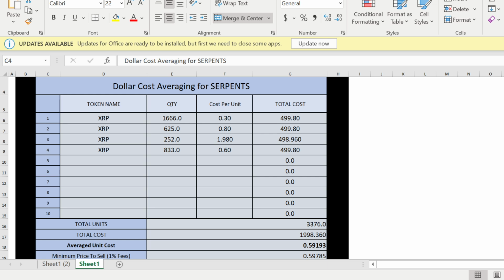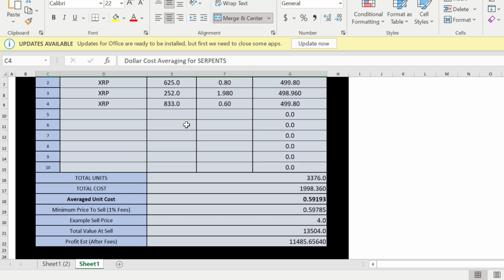Now I've allocated a little bit off for transaction fees or just in general, right? It's just a little bit different every time. But let's say approximately it's $500 a month that you're going to put into it. And then what I've done is the cost per unit. So I bought at, let's say, 30 cents, I bought at 80 cents, I bought at $1.98, and I bought at 60 cents. And then it'll tell you the quantity amount. So when you bought it at 30 cents and you put in just $500, you had 1,666 tokens. When you bought it at $1.98, you only had 252 tokens. So you can see how this works.